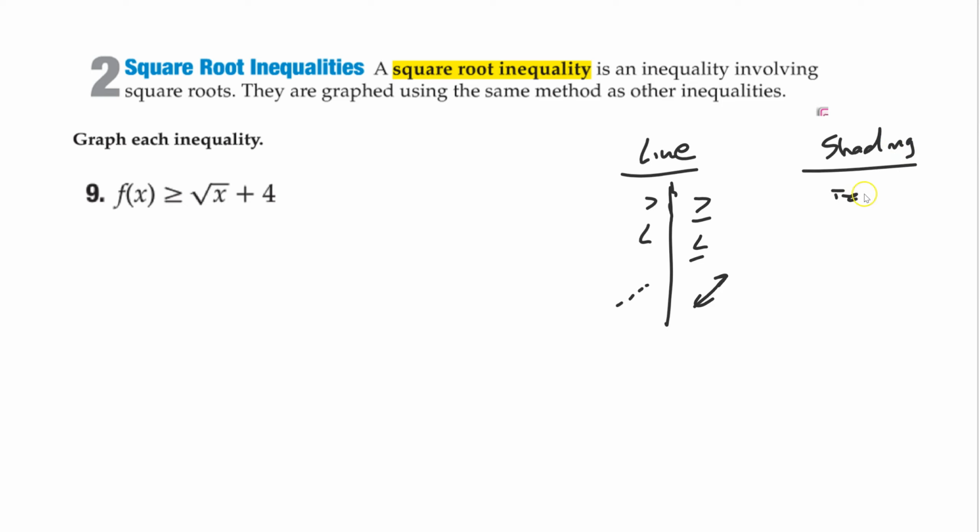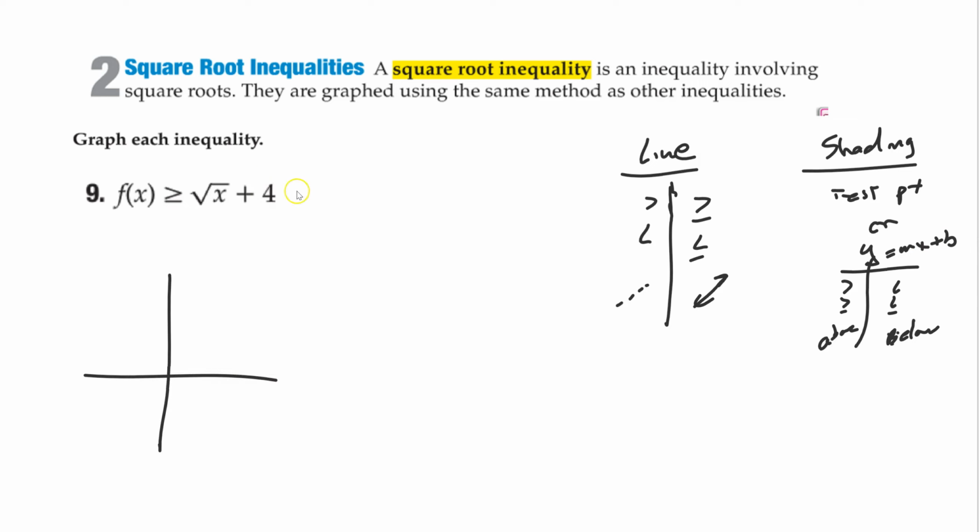Shading. Always two ways to do it. Test point, or if it's in proper notation, then we could do greater than or equal to is above, less than or equal to is below. Again, this only works in proper notation. So let's do this first one.